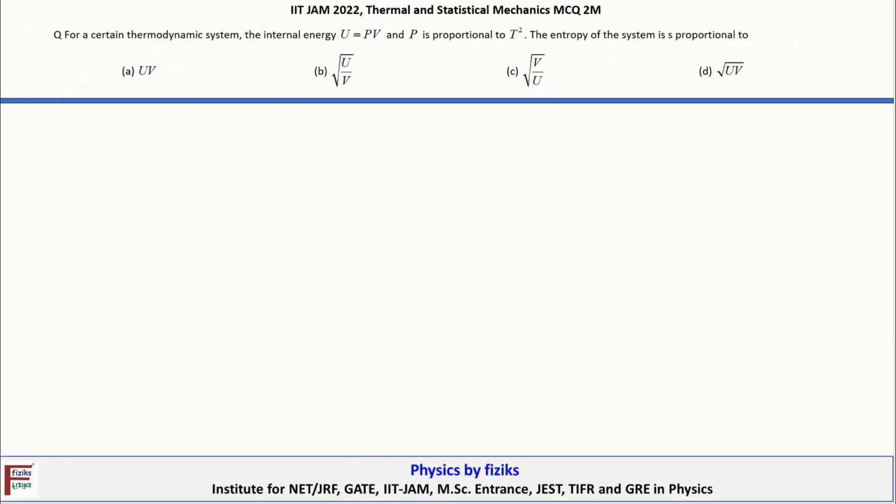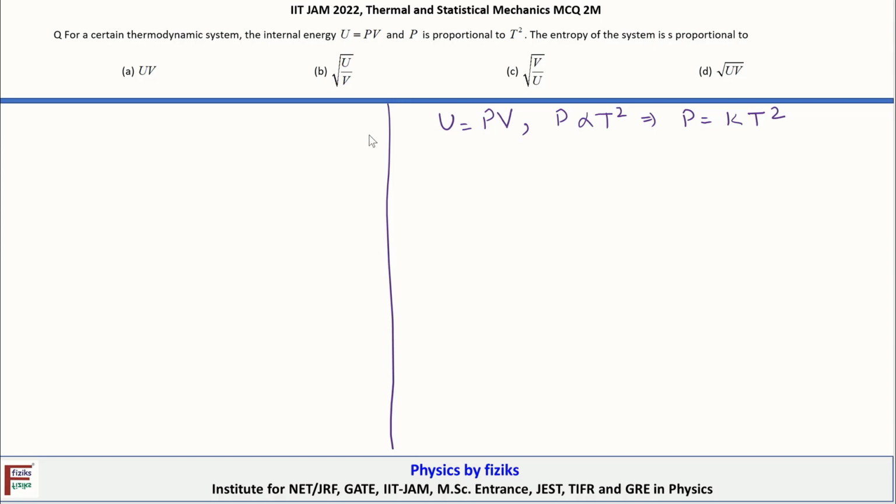So let's continue with the next question. The statement is, for a certain thermodynamic system, the internal energy U is equal to PV, and P is proportional to T squared. The entropy of the system is proportional to what? We have to determine the correct option out of the given 4 options. So let's write the given conditions. We are given that U is equal to PV, and we are also given that pressure is proportional to T squared, or we can write it as P equal to some constant K multiplied by T squared.